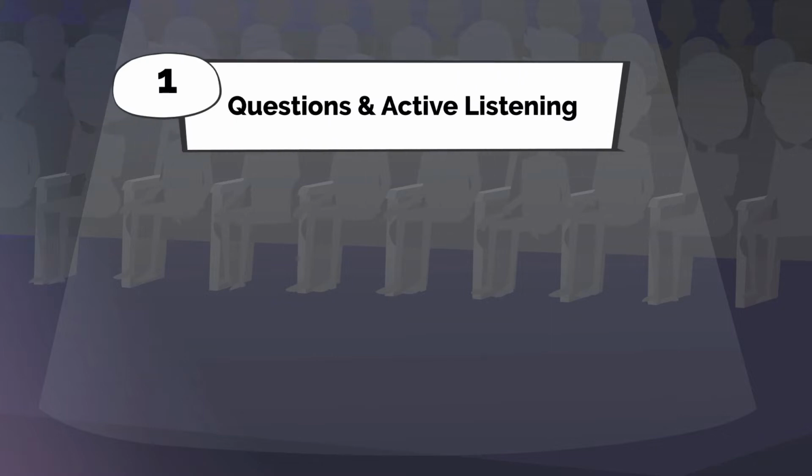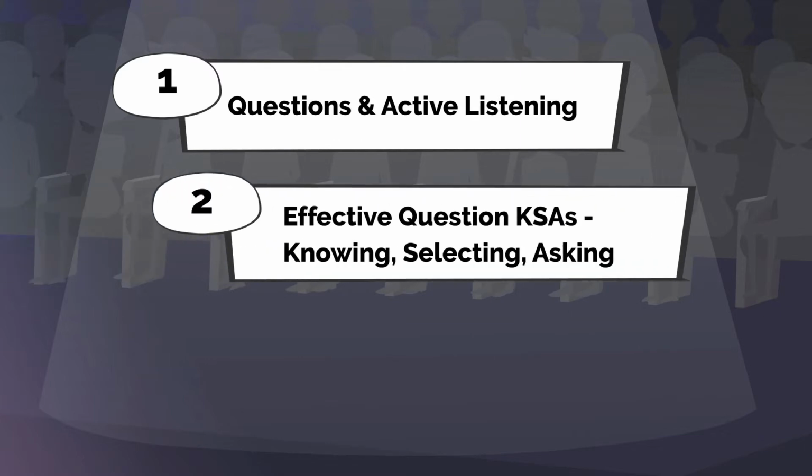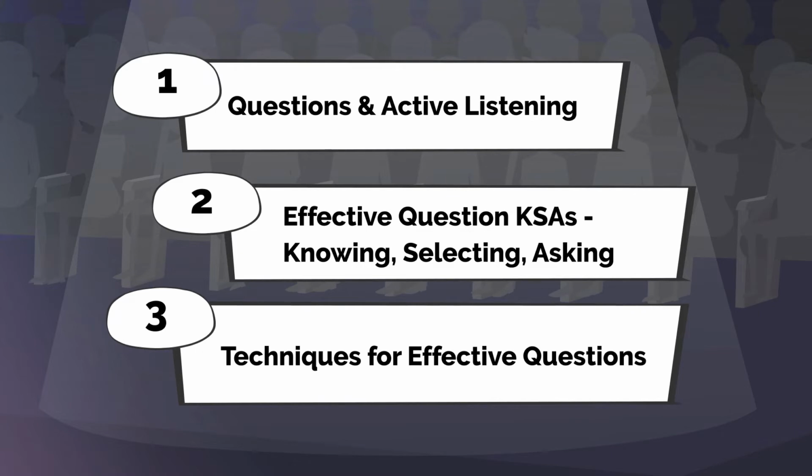We'll start with a very brief review of questions as part of active listening. We will then work on your effective questions, KSAs. K stands for knowing what you want to know and why you're asking. S stands for selecting the right type of question. And A stands for asking the question in a way that will get you what you need. You will also learn techniques for asking effective questions. You'll have a chance to try some of them out and you'll have a practice strategy.